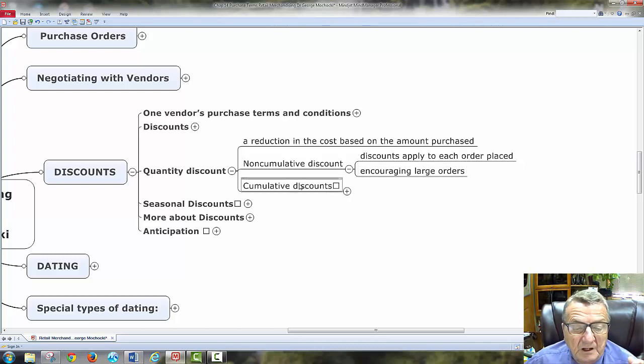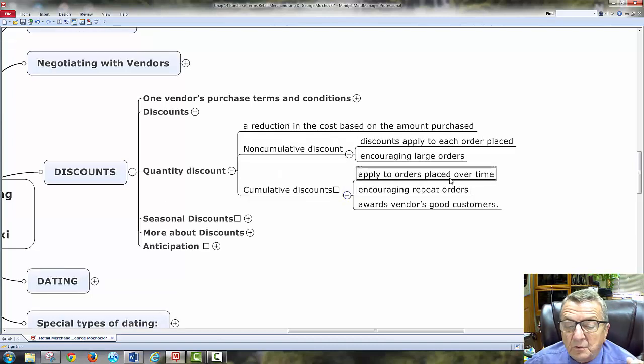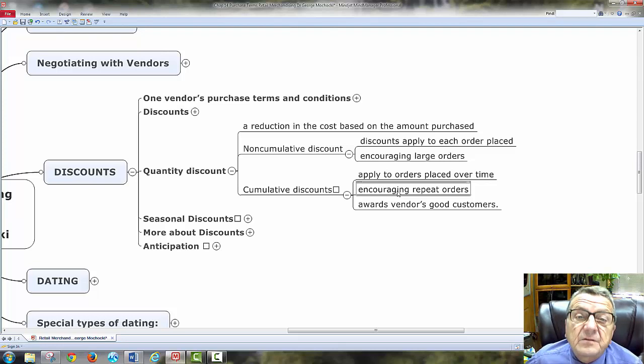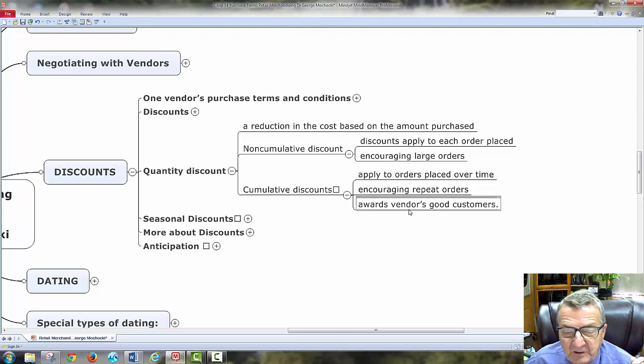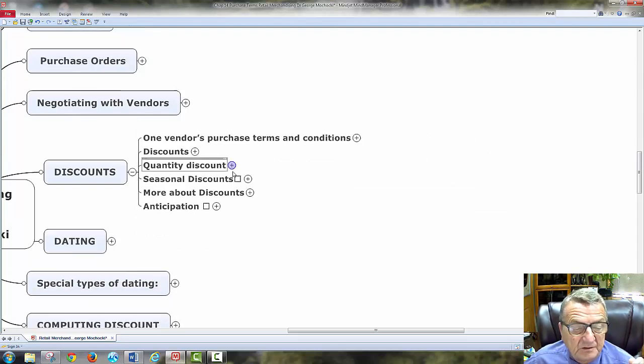Encouraging large orders. And now cumulative discounts is applied to orders placed over time. Encouraging repeat orders, and then look at that as a frequent shopper or something else you keep in mind. You get so many points. Frequent flyer on the airlines, that's a good one. It's cumulative, encouraging repeat orders. Oh, I can get my number. I'm going for the business. I like United or whatever. Well, United's going a little bit, have some little issues with their computer system, but otherwise they're doing okay. Awards vendors good customers. That's all it is. Okay, so it's a cumulative discount.